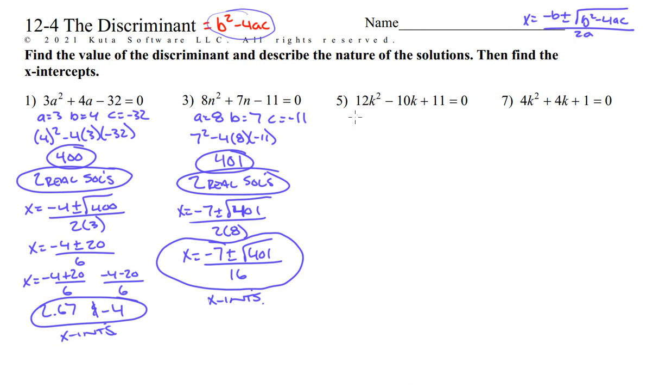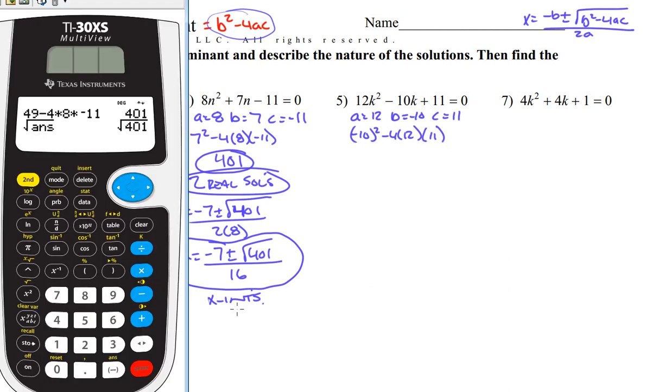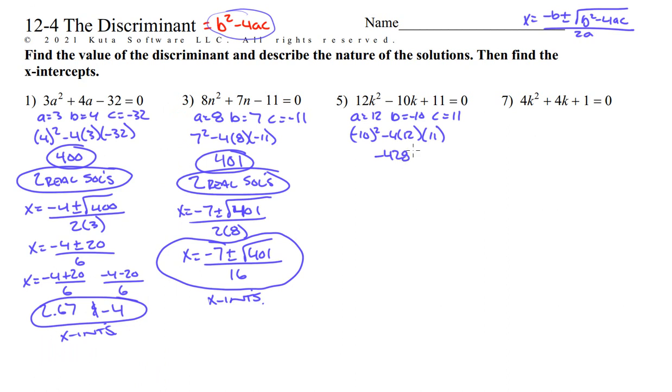All right, number 5. A is 12, B is negative 10, C is 11. So in our discriminant, we've got negative 10 squared minus 4 times A, which is 12, times C, which is 11. 10 squared is 100, minus 4 times 12 times 11, which gives negative 428. So there's our discriminant. Since it's not 0, there are 2 solutions. Since it's negative, they are going to be complex solutions.